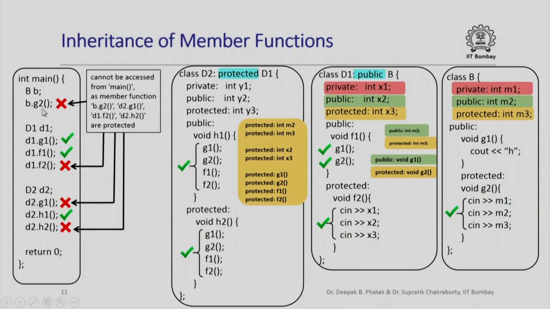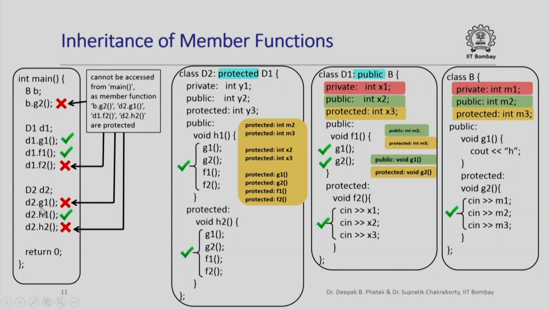So can I access b.g2, which means in the base class B can I access the member function G2? But the member function G2 is declared as protected in the base class B, so it can only be accessed from derived classes, not from the main function. So this will give rise to a compilation error. Can I access d1.g1 in the class capital D1? G1 is a public member function, so I can certainly access it. Can I access d1.f1? F1 is a public member function of the class D1, so I can certainly access it. Can I access d1.f2? F2 is a protected member function of the class D1, so it can only be accessed from derived classes and not from the main function, so the compiler will report an error here.